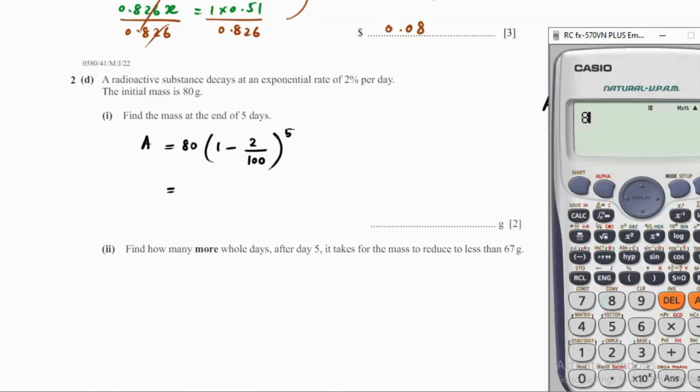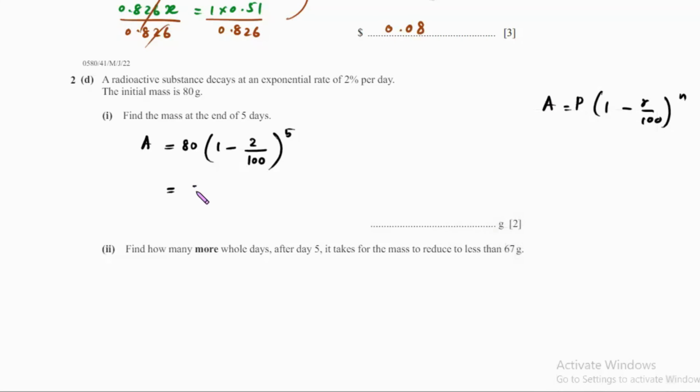So then I have 80. I need to times it with 1 minus. I'm going to put the fraction here. 2 over 100. Then close the brackets and the power will be equal to 5. So when I do this, I get 72.31. So correct to 2 decimal places, it's going to be 72.31 grams. This is the amount that is remaining after 5 days.